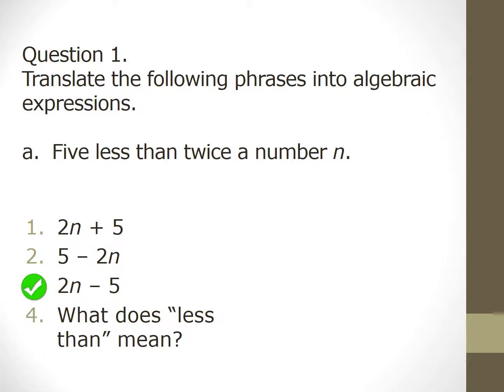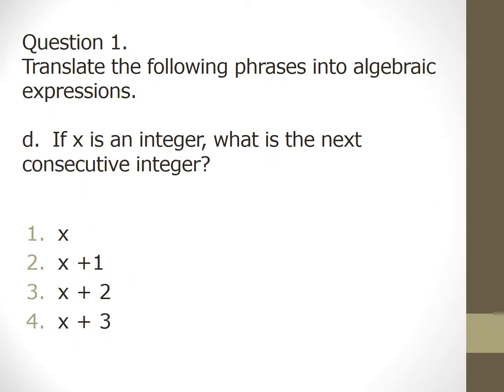The correct answer is 3. 5 less than, here you go, minus 5, 5 less than, twice a number n. So our variable is n, so twice a number n means 2 times that size. So it's 5 less than twice a variable n. Very good. Let's practice another one.